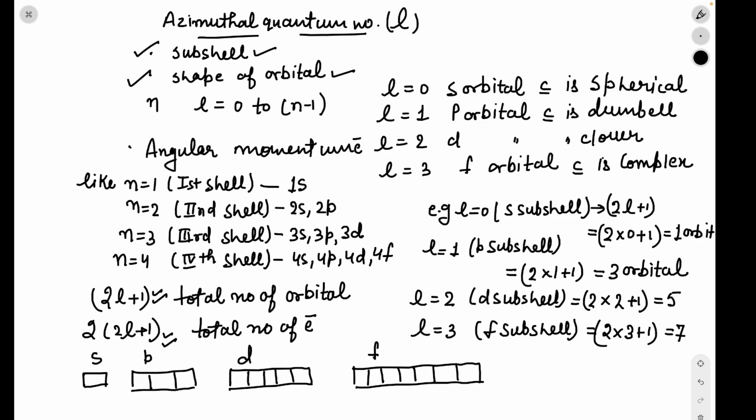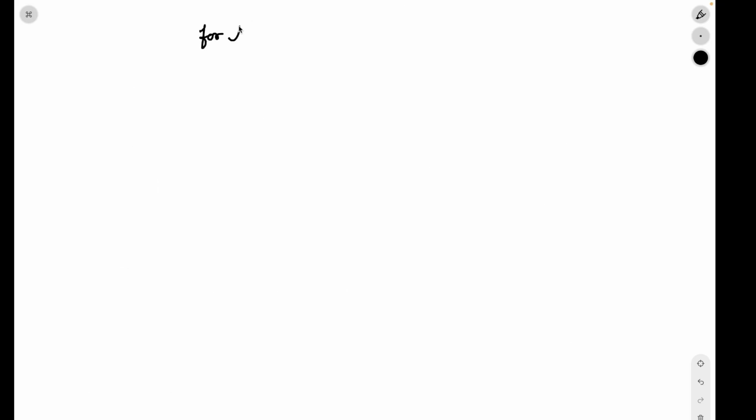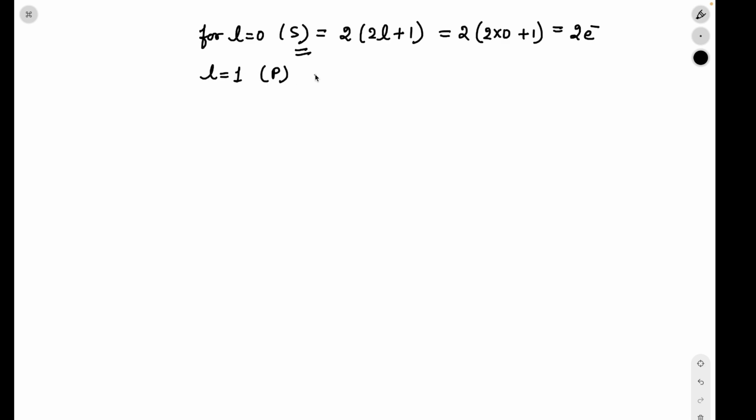Now we will take an example for calculating the maximum number of electrons in a subshell. Like for L equal to 0, that is for S subshell, the total number of electrons we can calculate by using the formula 2 into (2L plus 1). Putting the value of L as 0, that is 2 into (0 plus 1). So a total of 2 electrons are present in the S subshell. Now for L equal to 1, that means for P subshell, the total number of electrons will be 2 into (1 plus 1)... that is 6 electrons.